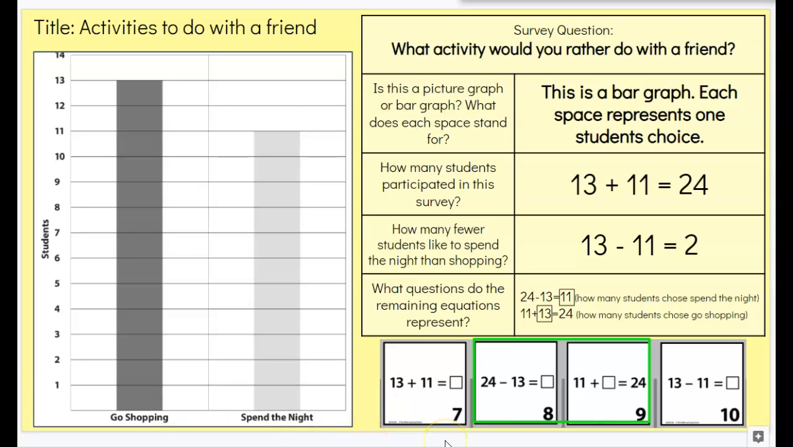If we're looking at the equation 24 minus 13 equals something, we get the answer of 11. 11 is the number of students that chose spend the night. If we look at the equation 11 plus something equals 24, that something is the number 13. There are 13 students that chose to go shopping. We'll talk more about finding out the information from our equations as we look at more graphs. This gets a little tricky.